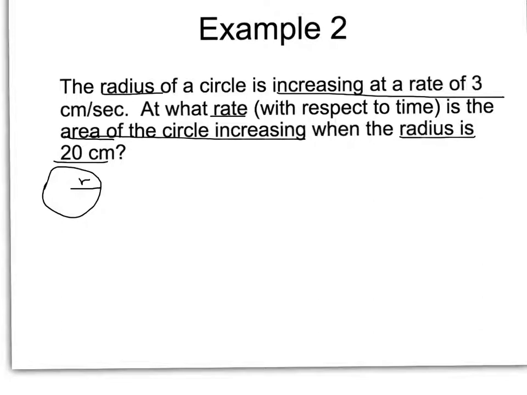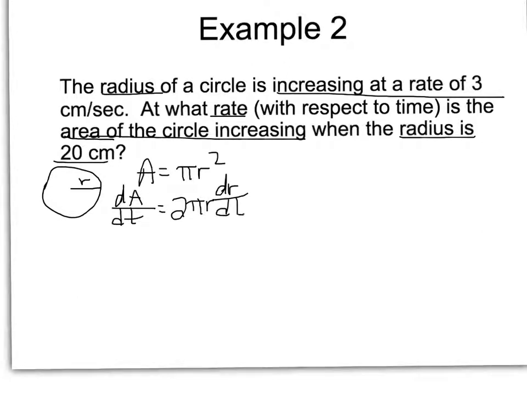I know I'm looking at area. Area of a circle is pi r squared. So step 1 is the equation. Step 2, write the equation. Step 3, we want to do the implicit differentiation of this equation, dA/dt equals, as we practiced earlier, 2 pi r dr/dt. So those are the equations I'm going to need to use.